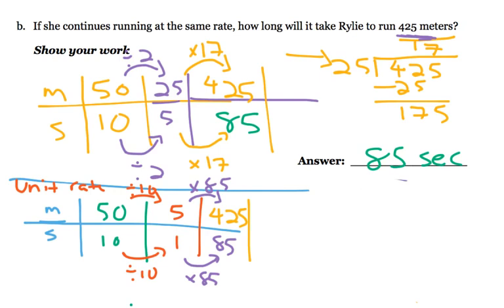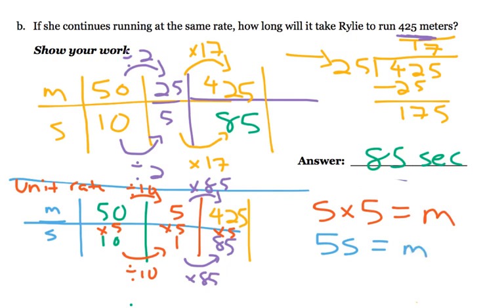Well, 10 times 5 would give me 50. 1 times 5 would give me 5. 85 times 5 would give us 425. So it looks like we're taking the seconds, we're multiplying it by 5, and it's always equaling the meters. So 5s equals the meters. And we could have figured that out because if we put in 85 seconds it's going to multiply to 425.